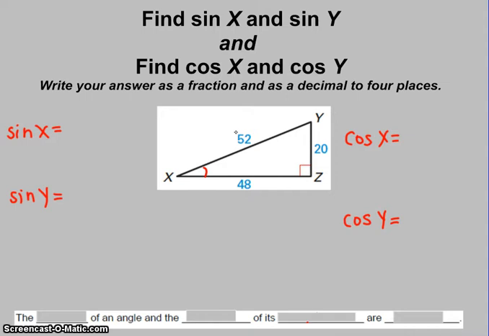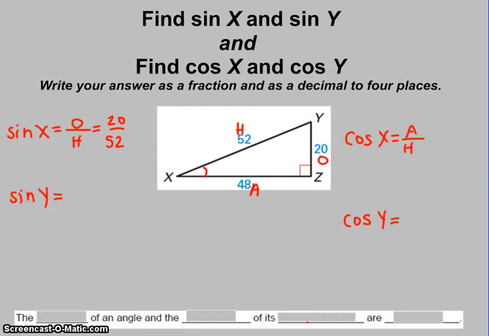So this is the angle we're looking at. I know that the side directly across from 90 is going to be my hypotenuse, so that's 52. The side that touches angle x is my adjacent, and the side directly across from x is my opposite, 20. So I know that sine is opposite over hypotenuse, and I know cosine is adjacent over hypotenuse. So this would turn into 20 over 52, which as a fraction will simplify to 5 over 13. So that is sine of x, 5 over 13.